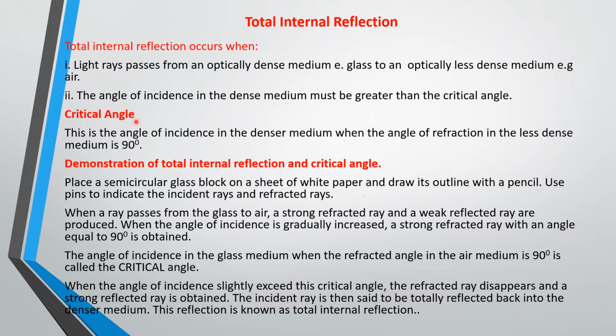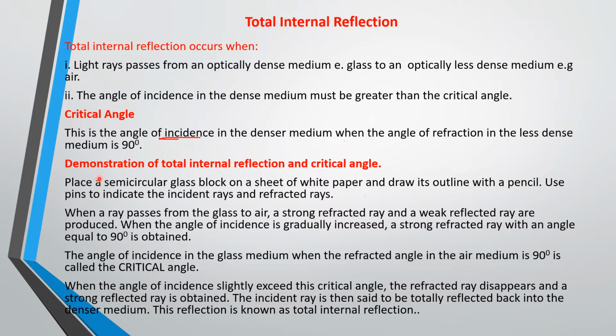What is a critical angle? The critical angle is the angle of incidence in the dense medium when the angle of refraction in the less dense medium is equal to 90 degrees. Now we're going to look at all this in a diagram, because all that I've said now looks like theory, but we shall see everything in a diagram shortly. The angle of incidence at which the angle of refraction in the less dense medium is equal to 90 degrees is called the critical angle. So the critical angle actually is describing the angle of incidence.